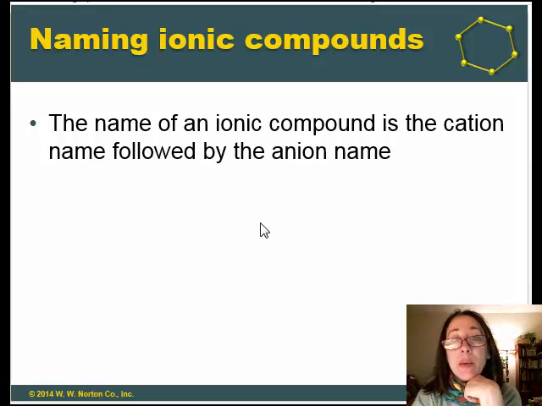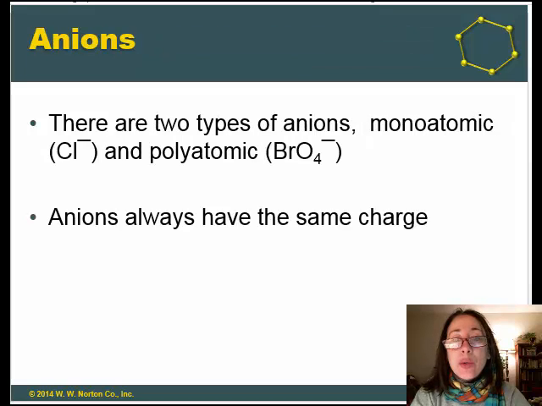So we know that when we name an ionic compound, we merely name the cation and then the anion. So we've looked at how to name cations. Now we're going to look at anions. There are two types of anions: monoatomic, ions that are based on one atom that has gained electrons, or polyatomic, which is a molecule, so more than one atom that has gained an electron or 2 electrons or 3 electrons. Anions always have the same charge.